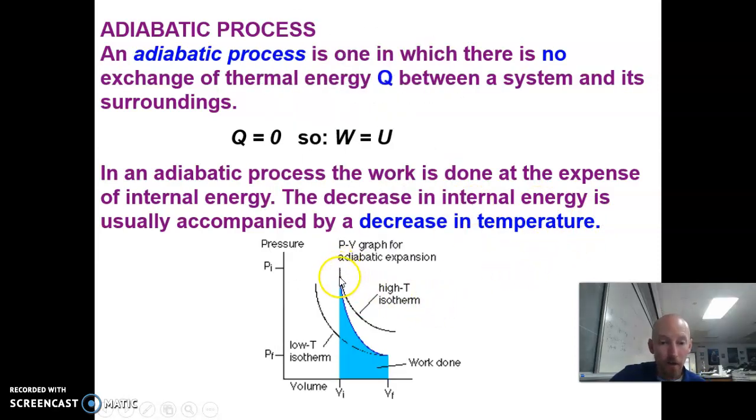So here is our high temperature isotherm right there. Here's a low temp one. Usually on a graph I would just give you maybe one isotherm, and then you have something called the adiabatic curve. And so you'll see something like that. All the time, these two curves are joined up here at the top, but then they are usually different at the bottom.